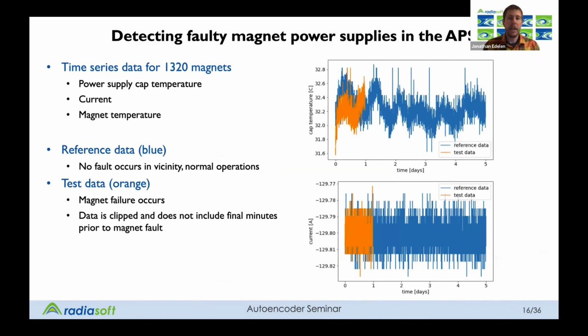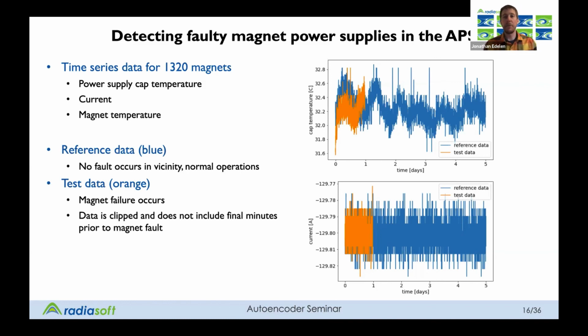For each magnet, we have time series data, and there's a lot of reference data. This is data that's taken during normal operations where no faults occur. And then we have a number of test data sets where a fault does occur at some point in the future, and the fault's not included in the data set. So there's some magnet that fails. In many cases we know which magnet fails, but we don't have the actual minutes leading up to the failure inside the data set. So we're just looking for precursors. This is all about predictive fault detection.